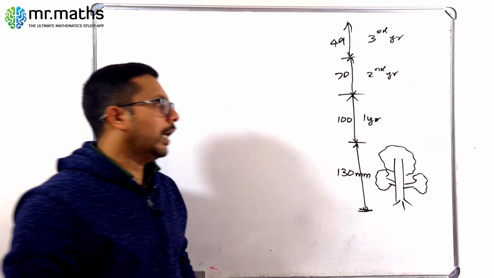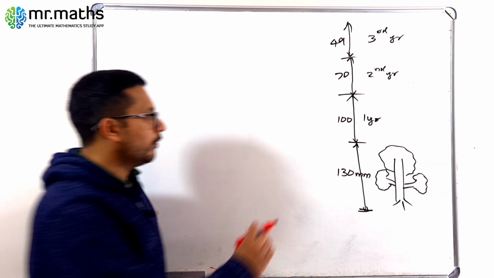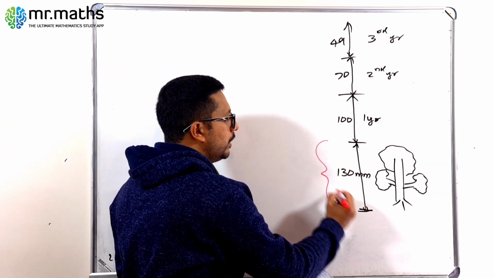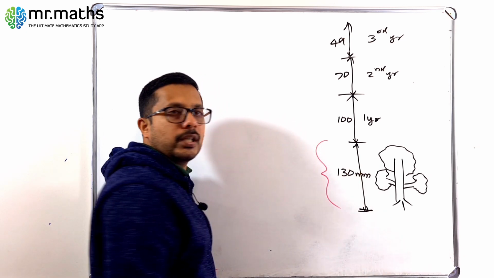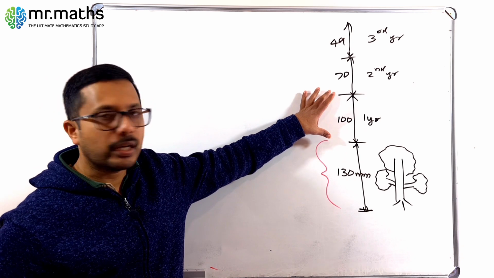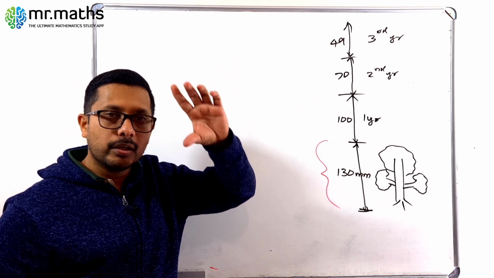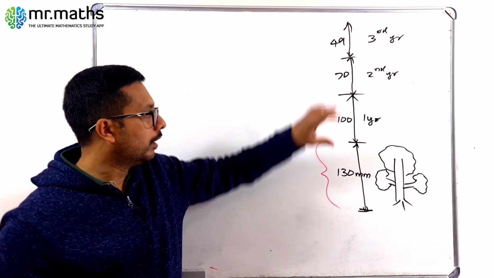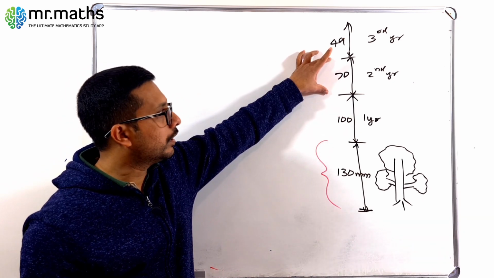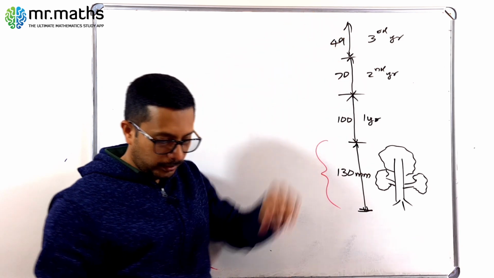At the beginning, the height when he bought the tree was 130. After that you can see that every year the height increase is much less, or decreasing: 100 millimeters, then the next year 70, then the next year 49, like that.